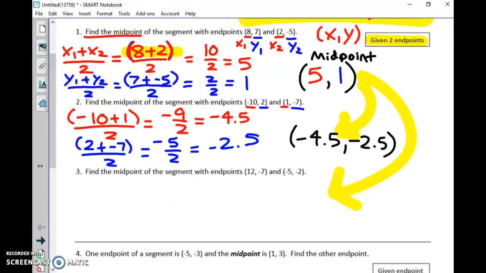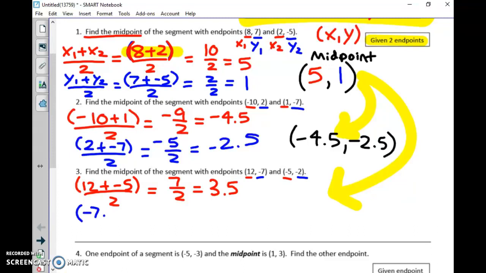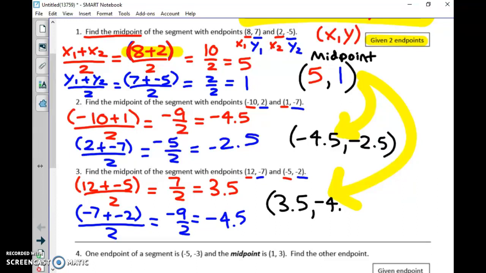Same with number 3. We're going to add up those x's using our midpoint formula. 12 plus negative 5. Divide that by 2. It's going to give us 7 over 2, which is 3.5. Same thing with our y's. Negative 7 plus negative 2 over 2. We get negative 9 over 2, which is negative 4.5. Once we get our x and our y, we want to make sure we put it as an ordered pair, x, comma, y, and we know we have our midpoint.